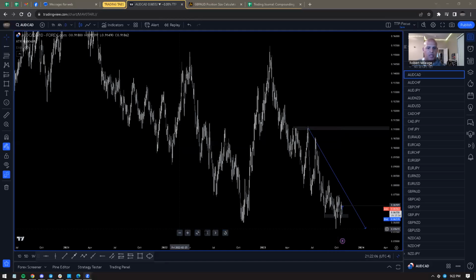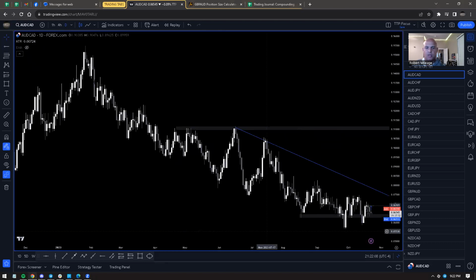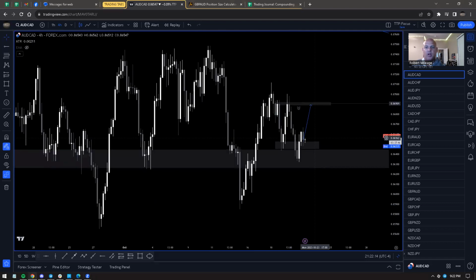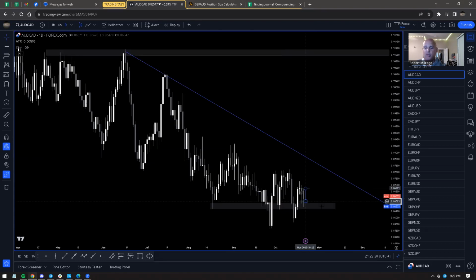And here we go. So I'm going to start off with OddCAD. OddCAD daily looks like it's been going down for quite some time. Looking on the 4-hour here, just looking for an area. I'm expecting price to come back up to this area here after this little bounce. We are coming down on the daily. We've been pausing here for quite some time. So we'll see what that looks like.